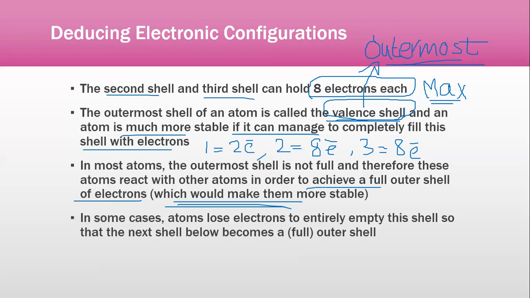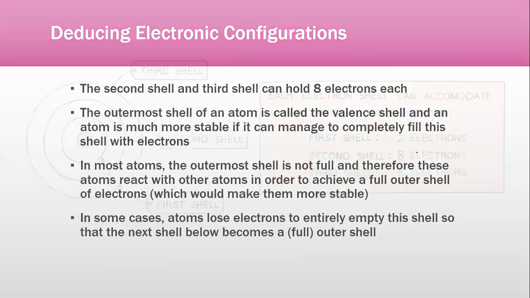So in some cases, atoms lose electrons to entirely empty this shell so that the next shell becomes a full outer shell. बहुत से cases आ जाते that atoms start to lose electrons. Why they lose electrons? To empty their shell or to complete their shell. अब वो depend करता है, वो मैं आपको बताऊंगा किस तरह याद करना है. Till now what we have done, that first shell has a maximum capacity of 2 electrons, second shell has the maximum capacity of 8 electrons, and the third shell has a maximum capacity of 8 electrons as well.